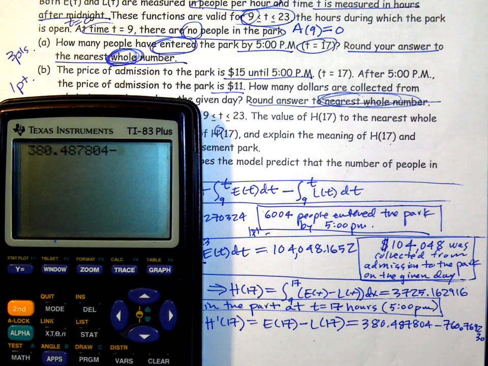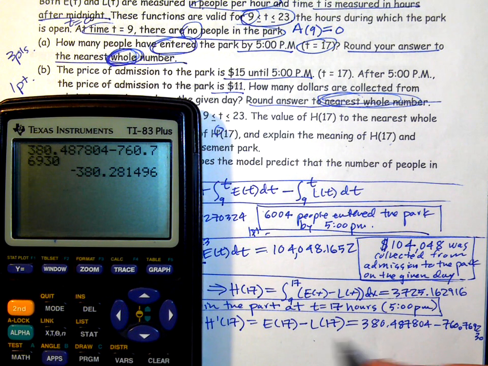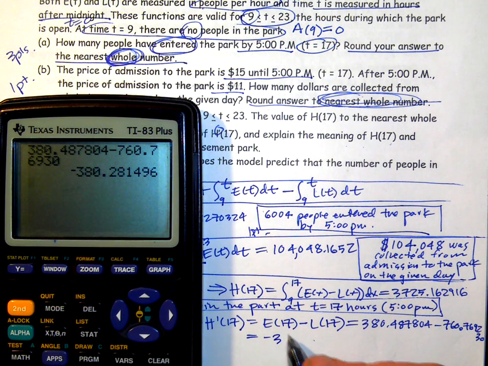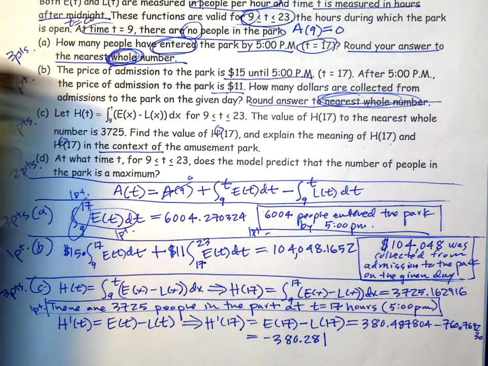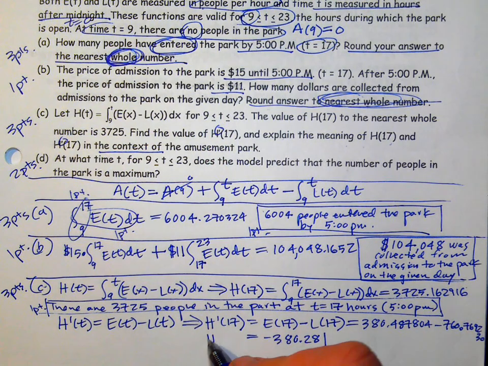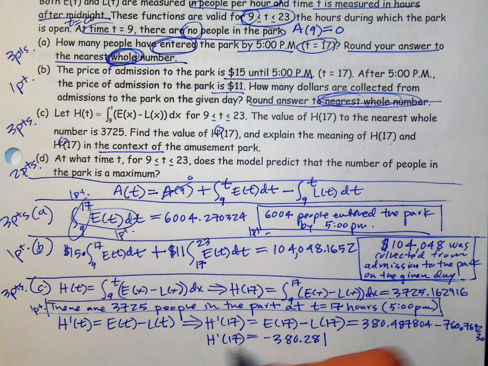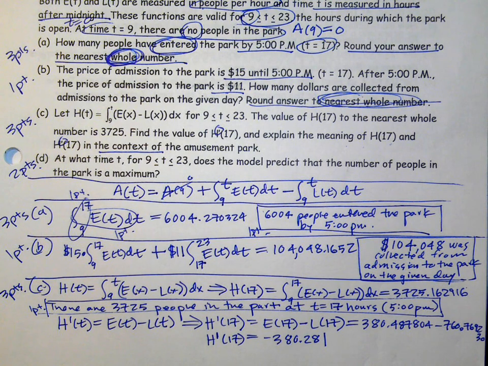380.487804 minus 760.76930. And we get negative 380.281. Round or truncate? Now, did they tell you to round or truncate or round to the nearest whole number for H prime? No. And this is a rate, so it kind of makes sense that maybe it'd be appropriate to go ahead.